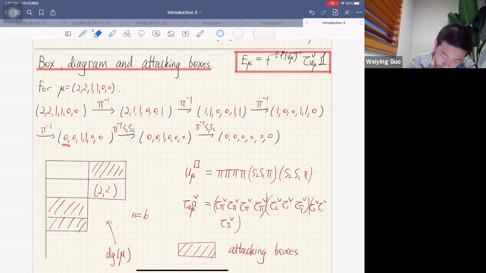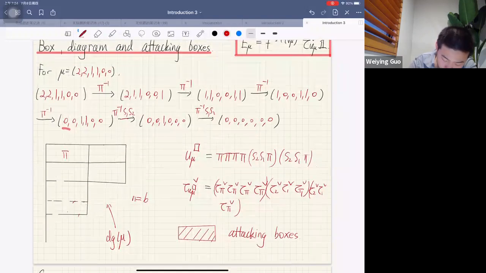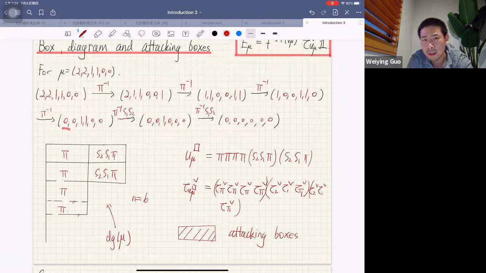So indeed, we can also see why we call this the box-greedy reduced word, because if you fill up your diagram with pi, pi, pi, pi, pi, S2, S1 pi, S2, S1 pi, we see that each time we are actually getting rid of one box of the diagram mu.